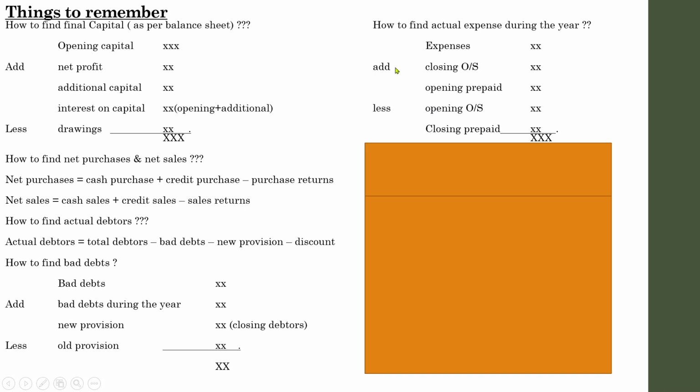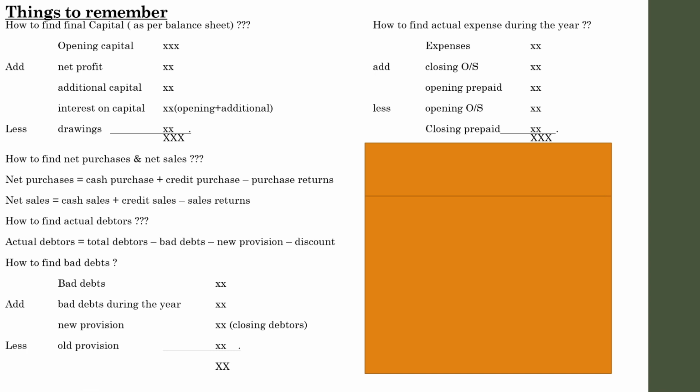And at the same time, add closing outstanding. Closing outstanding means there was an amount that was still not paid even at the end of the period, so the payment will be made in the next year. Okay, even if it is made in the next year, actually that expense belongs to which year? The current period. So should we consider it in the present statement? Yes, it should be, because it belongs to the current period. So closing outstanding has to be added.